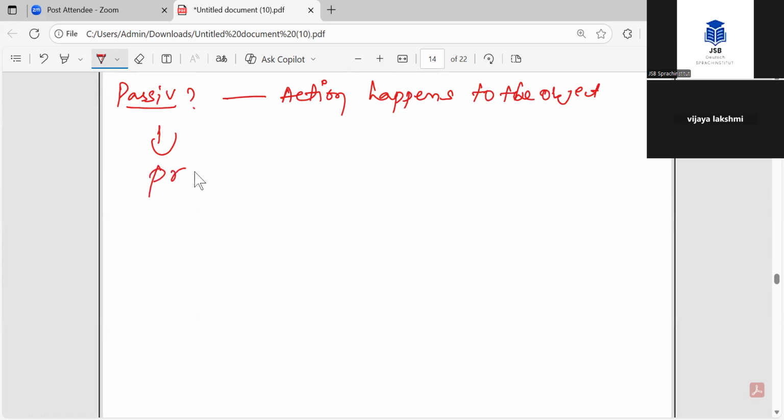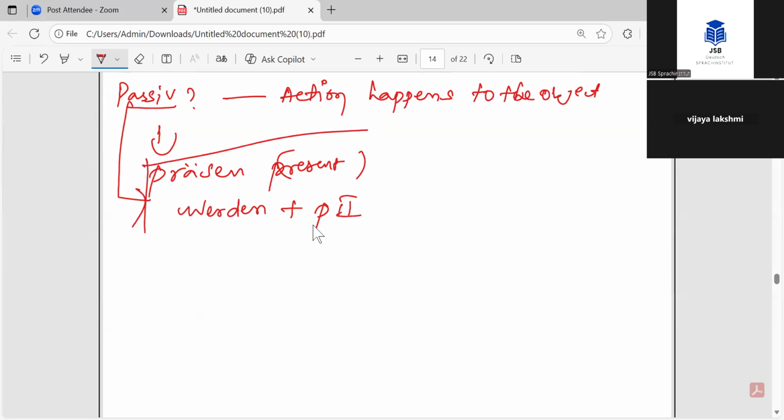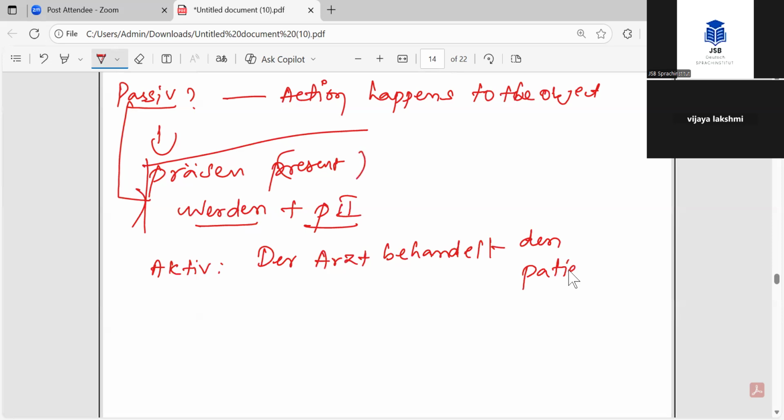Okay. For example, in passive, we can talk about the present. We can use werden plus participle. Okay. Passive formation: if you use it in the present form, you can use werden plus participle. Now I write it in active. So active: they are asked, be handled, then patient. Okay, so this is active.